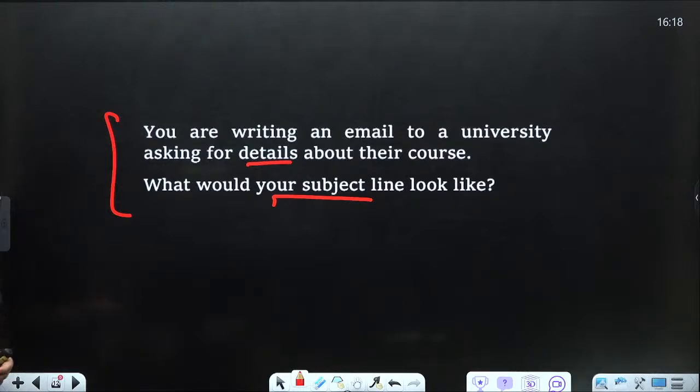So let me read this once again. You are writing an email to a university asking for details about their course. What would your subject line look like? We don't use these personal pronouns like I, you, we in the subject line, Simran. No, can I get the details about the course? Once again, this pronoun thing, I, we, you, we don't do that.